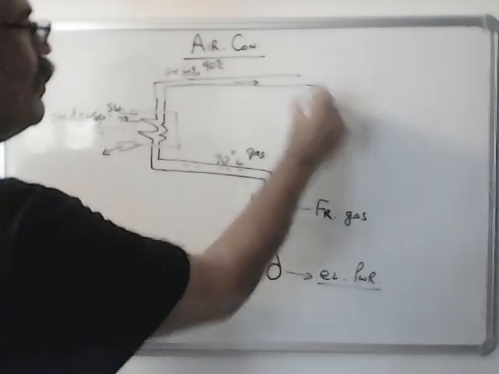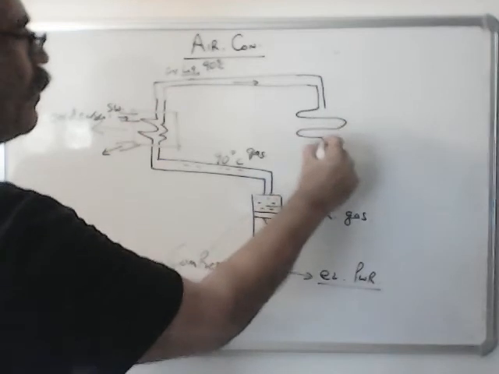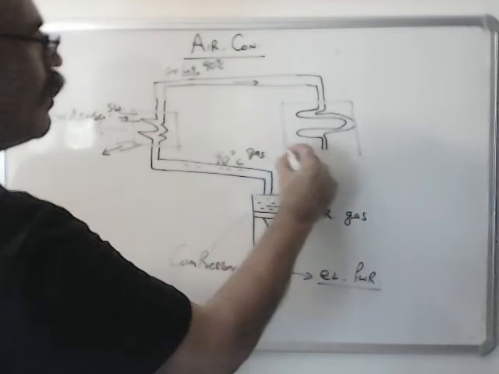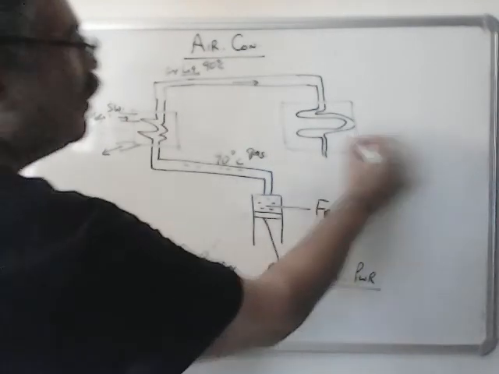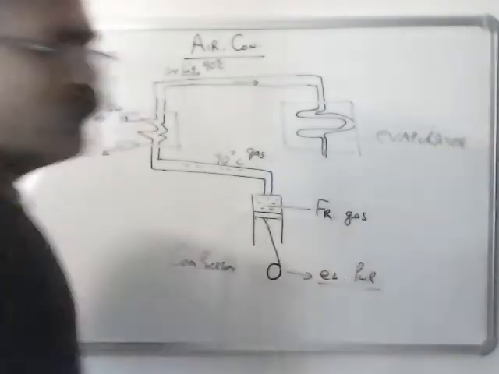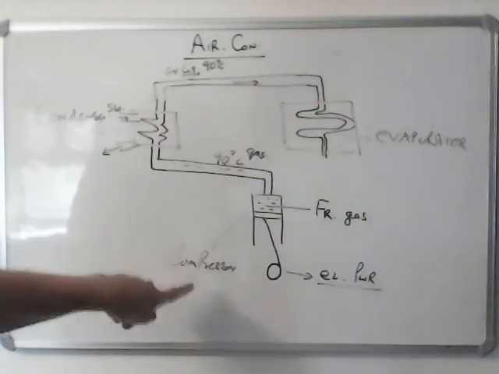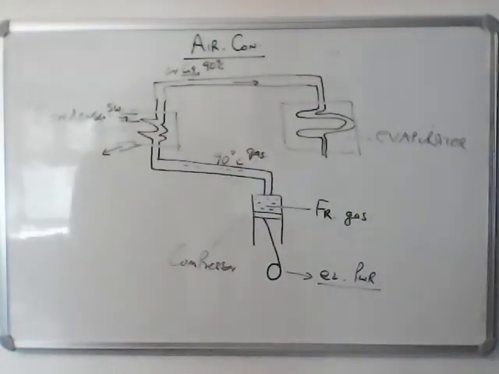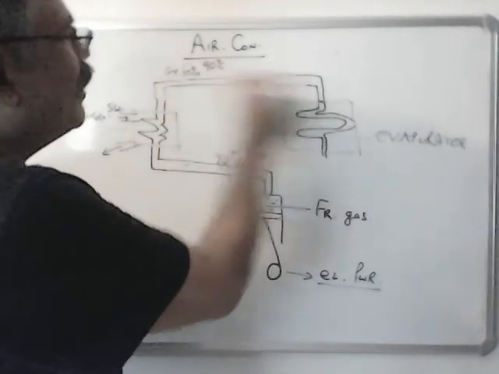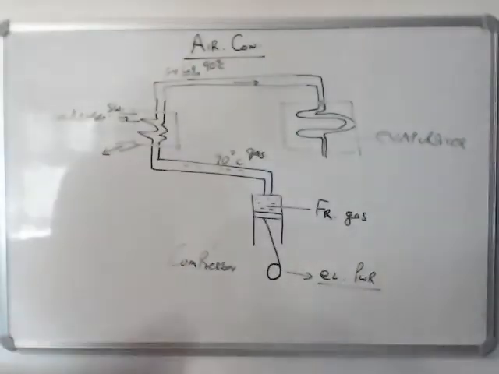Then it flows into an evaporator. This is an evaporator. So these are the three main components of an air conditioning system: evaporator, compressor and condenser. Now here the freon, which is a liquid now, gets suddenly expanded, sudden expansion.